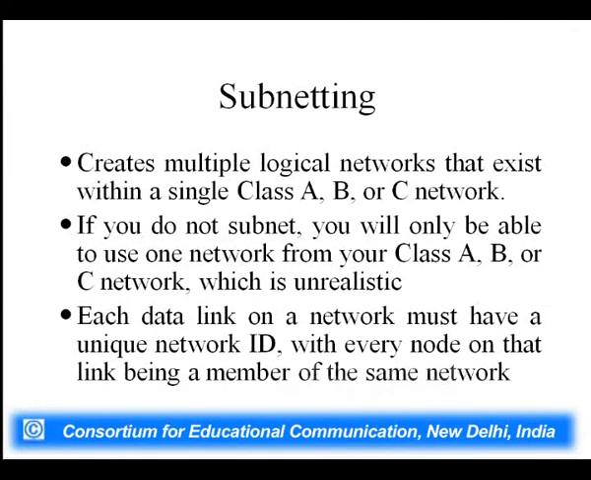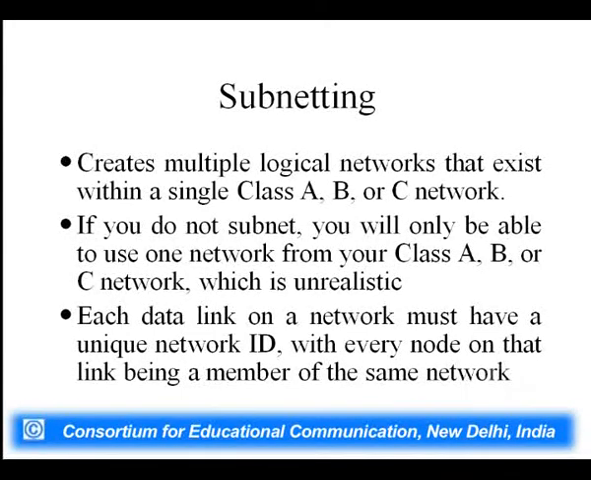But if you look at class A, B, C addresses, there is some difficulty: class A addresses are too large, so there is waste; class B addresses are also too large, with waste; and class C addresses are very small. So if we have to use class A, B, C addresses, we have to do subnetting. That means, within a network we create subnetworks, that is, multiple logical networks that exist within a single class A, B, or C network.